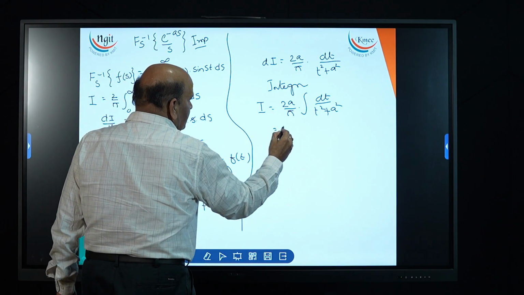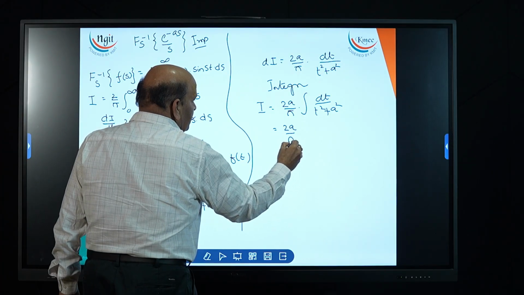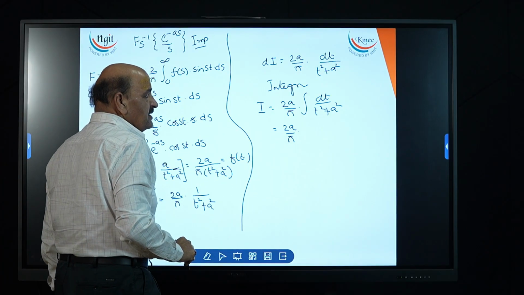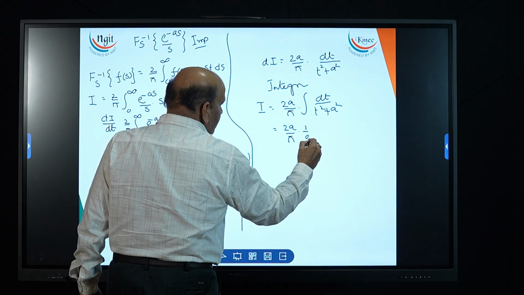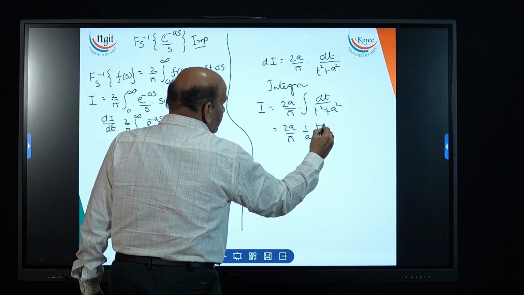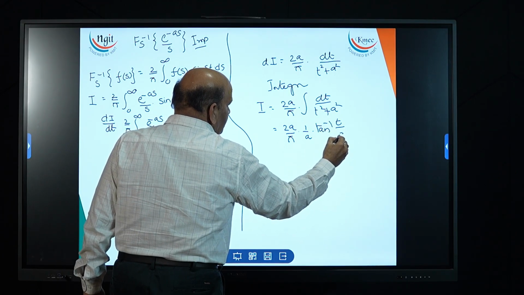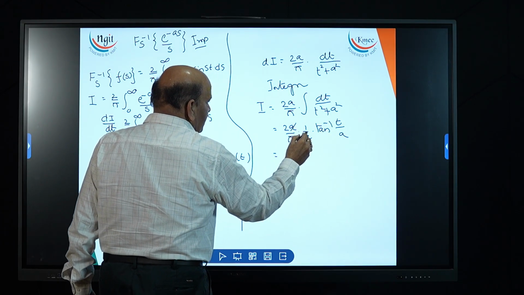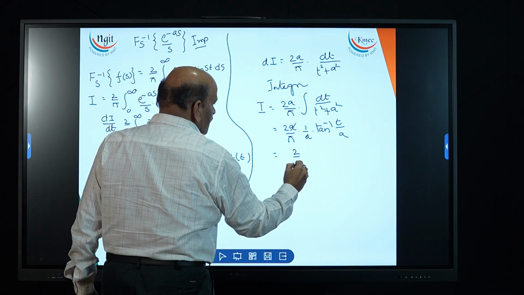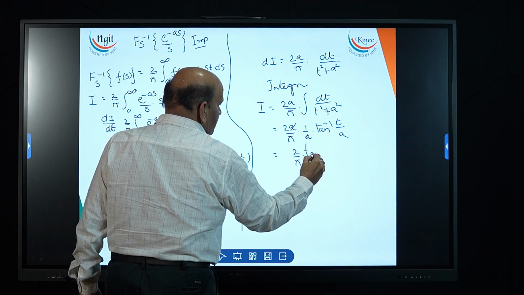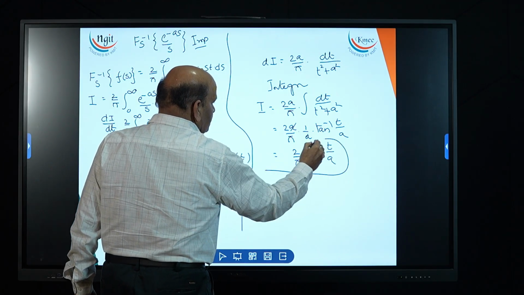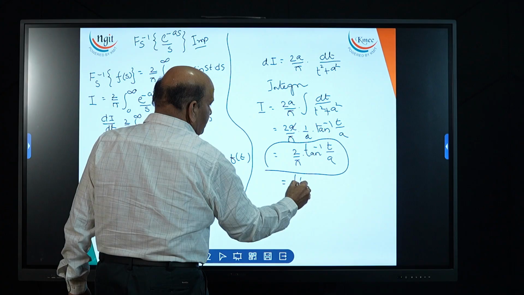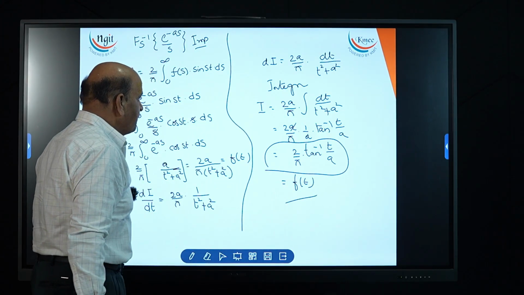Now this is equal to 2a by pi, and the integral dx by x square plus a square equals 1 by a into tan inverse x by a. So here a cancels. This is equal to 2 by pi into tan inverse t by a. This is the output of this function. This is equal to f of t.